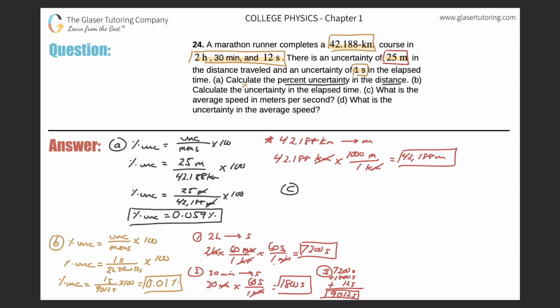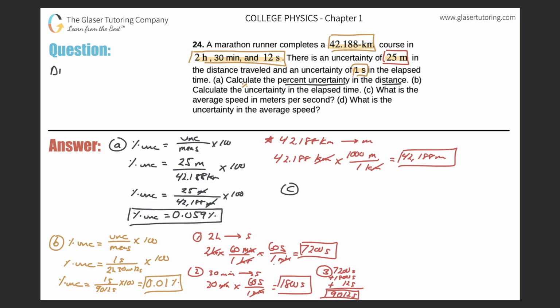So letter C, it says, what is the average speed in meters per second? Okay, so let me see. Let's write down what we know, right? Actually, let me write down the measurements associated with their percent uncertainties, okay? I'm going to do that here on the upper left.